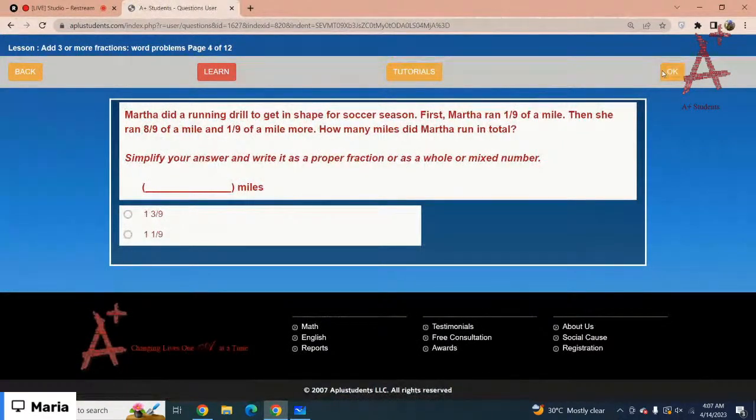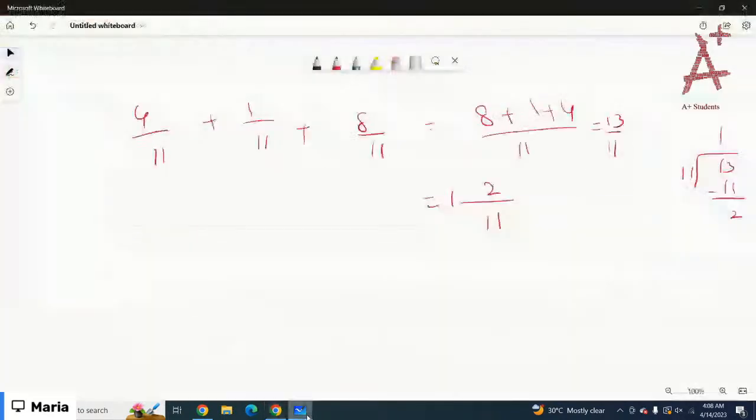Martha did a running drill to get in shape for soccer season. First, Martha ran 1/9 of a mile. Then she ran 8/9 of a mile and 1/9 of a mile more. So you have to add up all three fractions. They are 1/9, 8/9 plus 1/9.